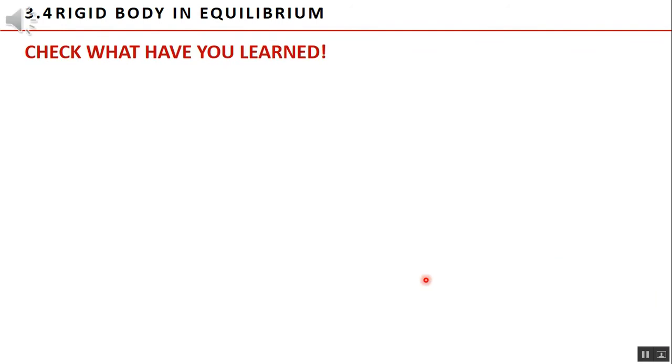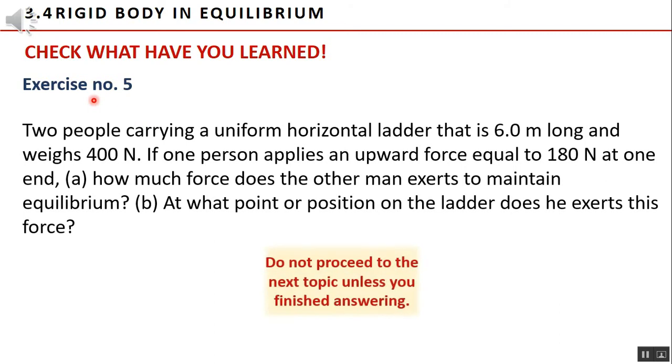Now, it's your turn. Answer this exercise number 5. Two people carrying a uniform horizontal ladder, that is 6 meters long and weighs 400 newtons. If one person applies an upward force equal to 180 newtons at one end, letter A, how much force does the other man exert to maintain equilibrium? Letter B, at what point or position on the ladder does he exert this force? Good luck.